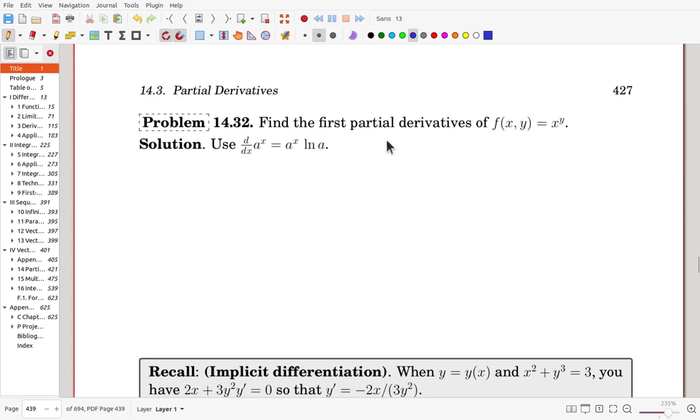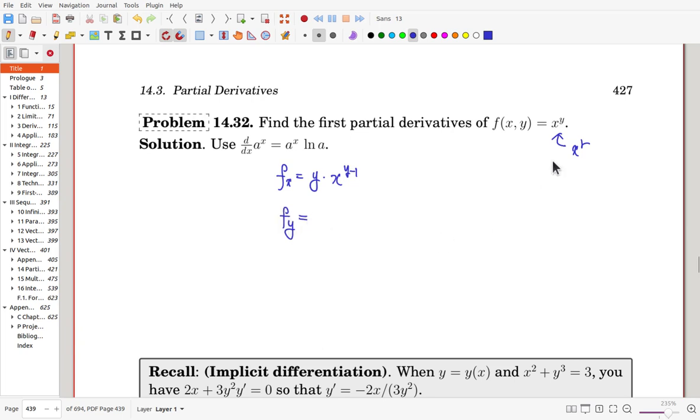Find the first partial derivatives of that one. Now f sub x, the x derivative, where y is a constant. So it is a form of x to the r. For that function, its derivative is r times x to the r minus 1. So here r is y. So y times x to the y minus 1. Right? Okay, how about f sub y?